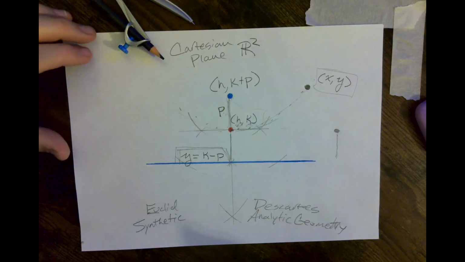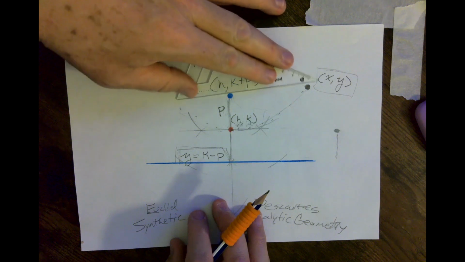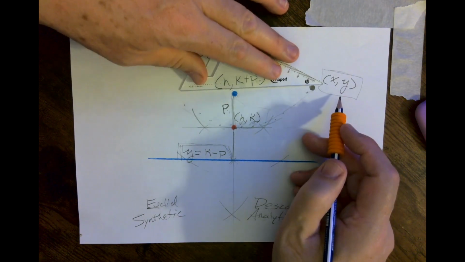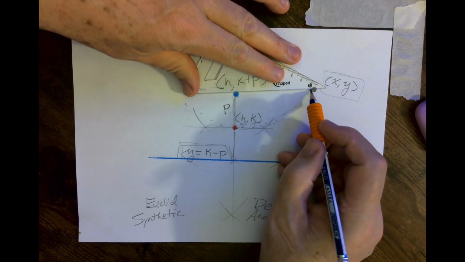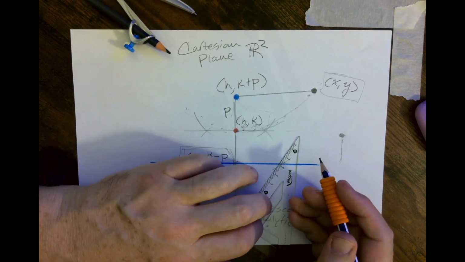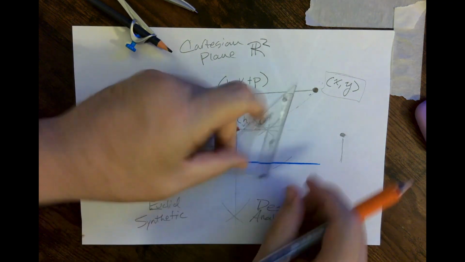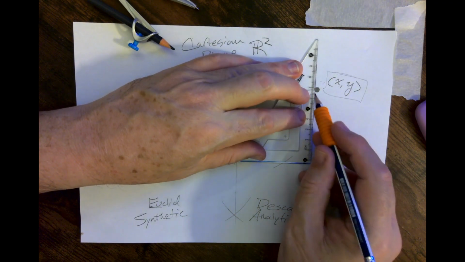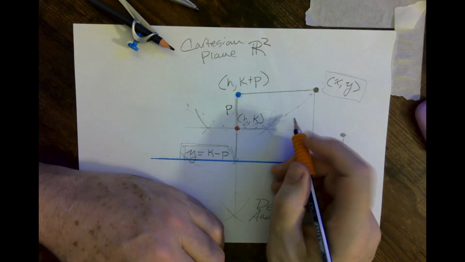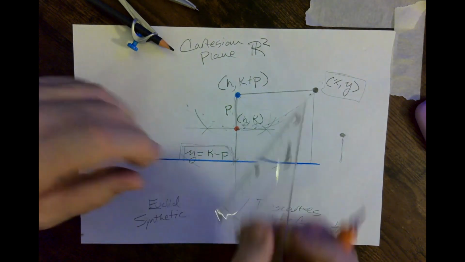Now, from the definition of a parabola, we know some things. We know that the distance from this arbitrary random point here, xy, to the focus, that right there, and then this distance, are the same. And this is a horrible sketch, but it's good enough.